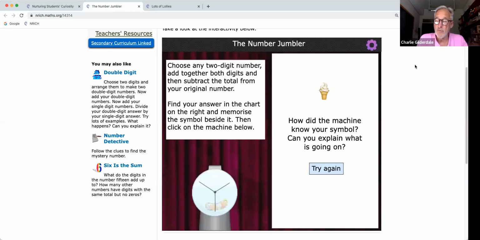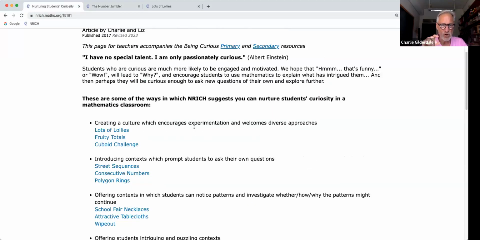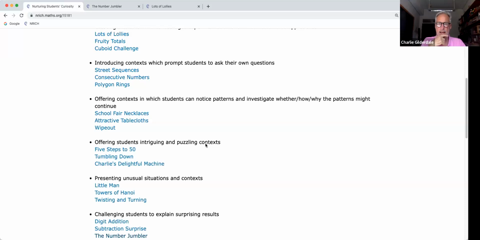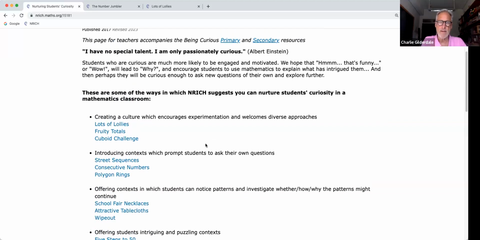But we thought it would be quite a good way of starting the afternoon to give some idea of the kind of hook that we can sometimes use to kickstart a lesson. So perhaps, Liz, if you go back to the Nurturing Students' Curiosity, and we have a look at that section where number jumbler was. Oh no, let's talk about all of them, and then we can look at why number jumbler is where it is. But I think I'm going to leave you to do that.